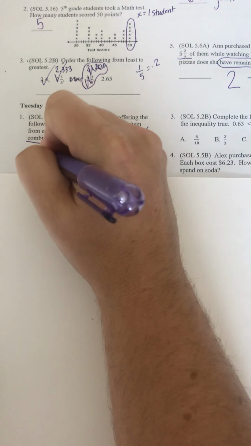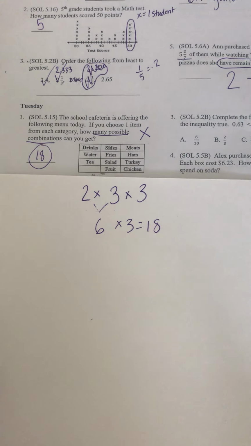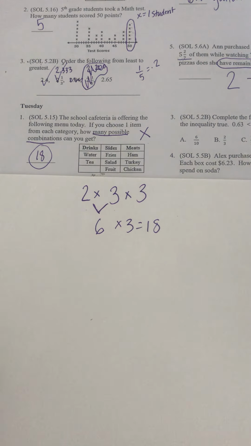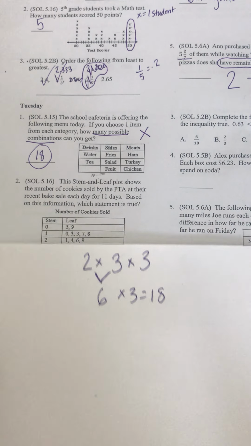So the answer is 18 total combinations. And that's just an easy way for you to figure out combinations without drawing a tree diagram. If you drew the tree diagram, you should still find that there are 18 total choices. Okay? All right, number 2.